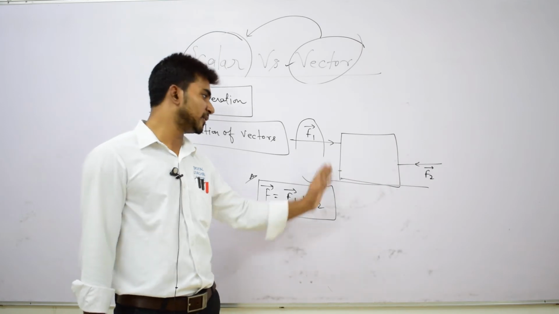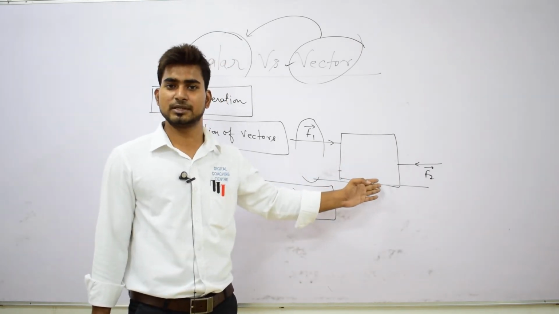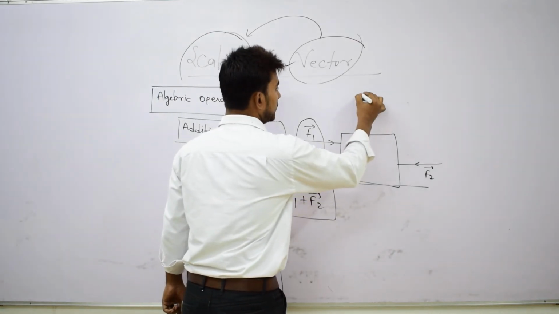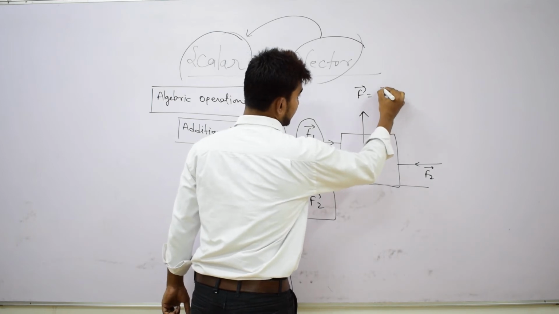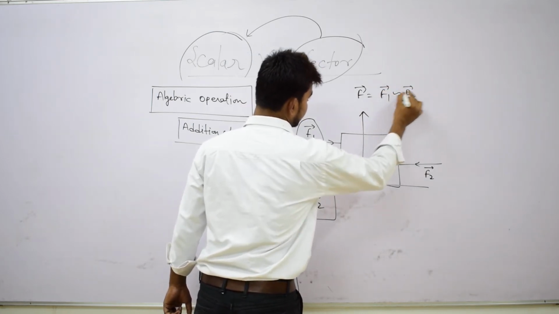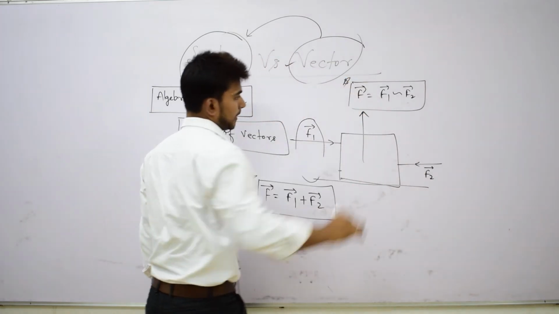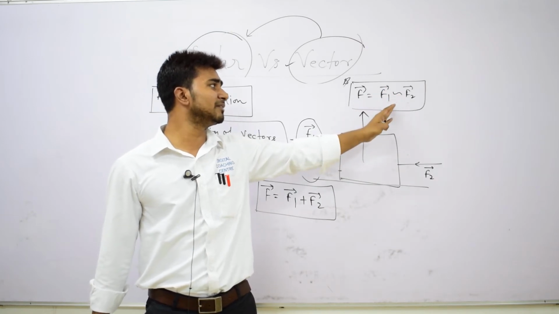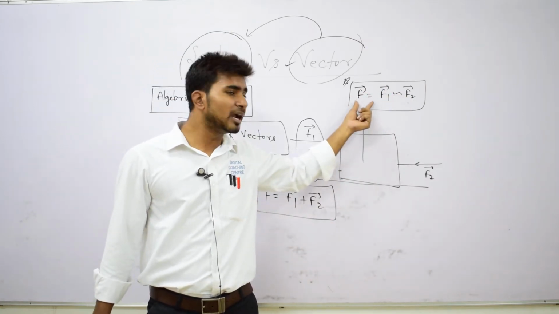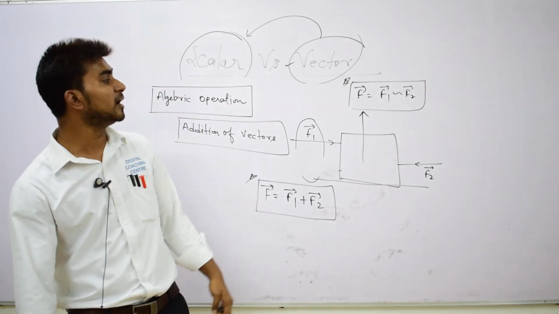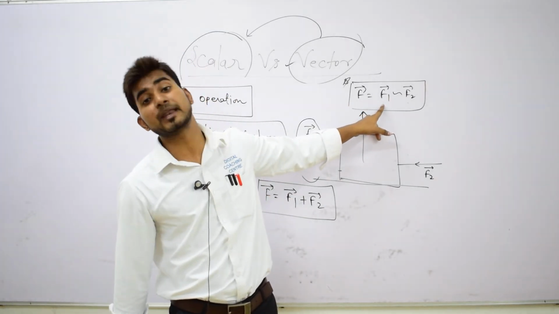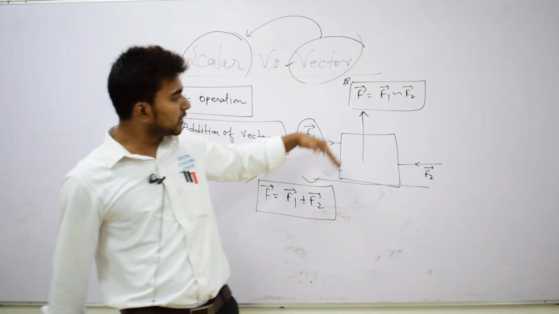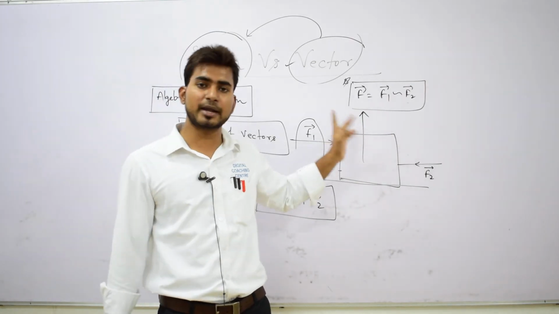For this particular case, we need not add these two forces because the direction is opposite. So the resultant will be due to the difference of these two forces. Here the resultant force will be the difference of F1 and F2, where the smaller is subtracted from the greater. That resultant force will act in the direction of the force having the greater magnitude. So this is very important: you need to know which force has the greater magnitude, so the resultant will be in the same direction as the greater magnitude force.